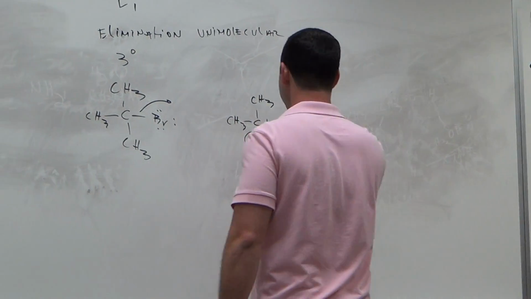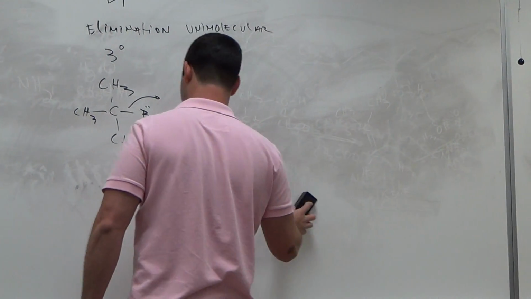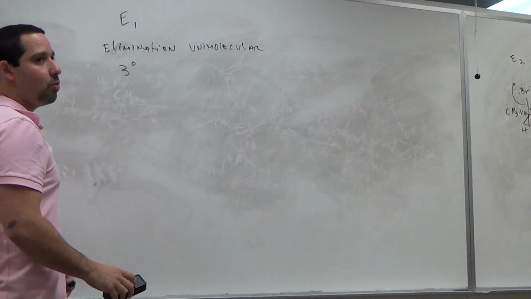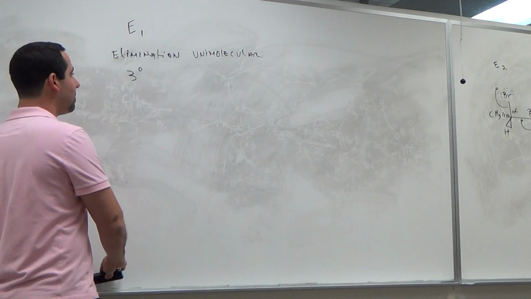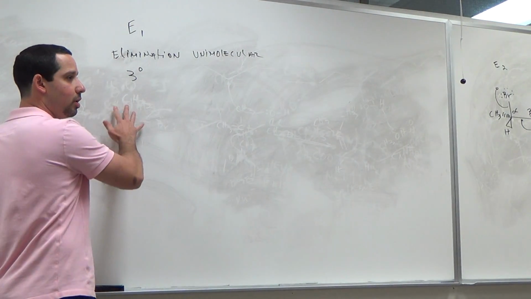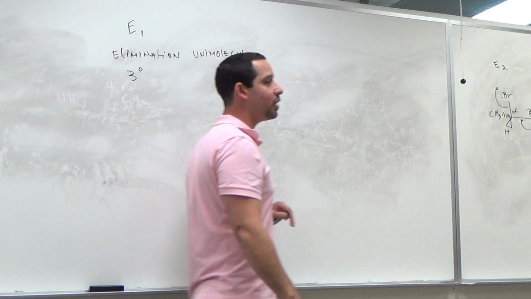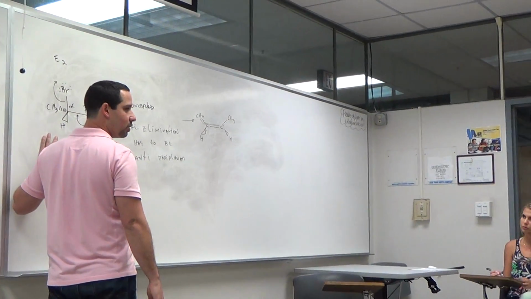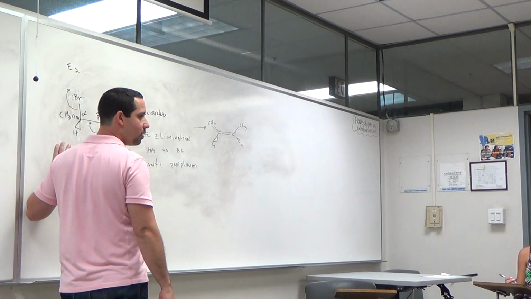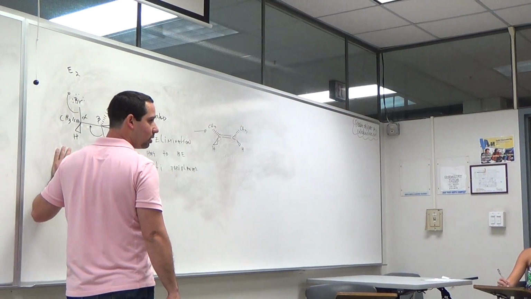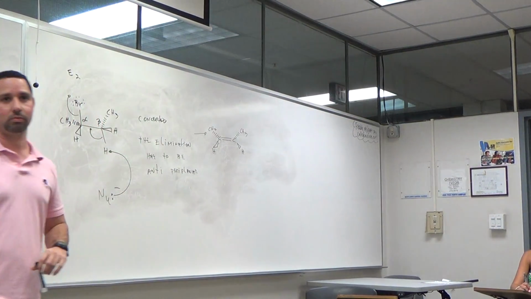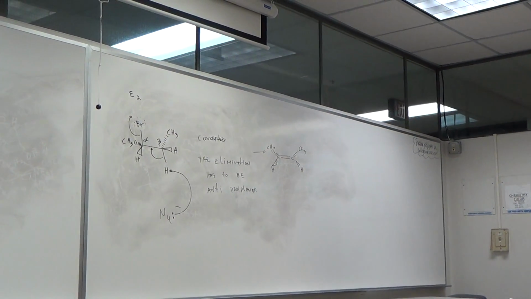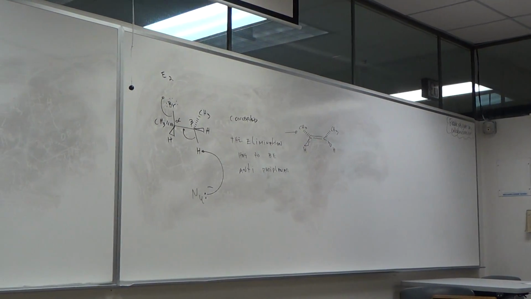So what's the product of any elimination? An alkene. The fastest E1 reaction is for what type of alkyl halide? Tertiary. And the fastest reaction for an E2 alkyl halide is? Primary. No. Because in SN1 it was tertiary, and in SN2 it was primary, yes? SN2 is primary.